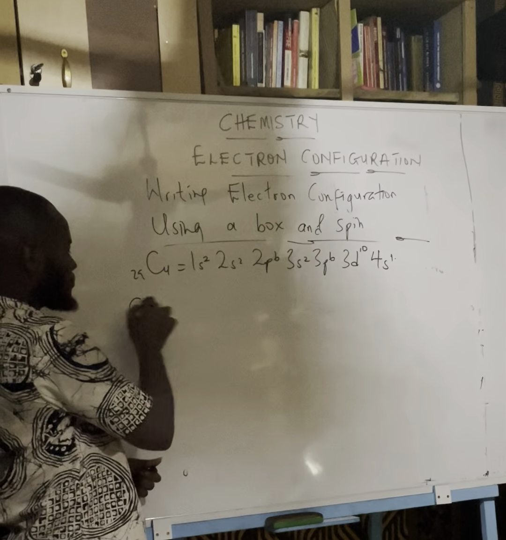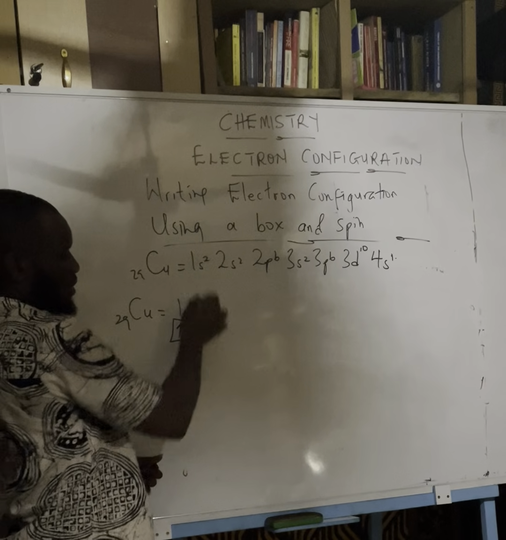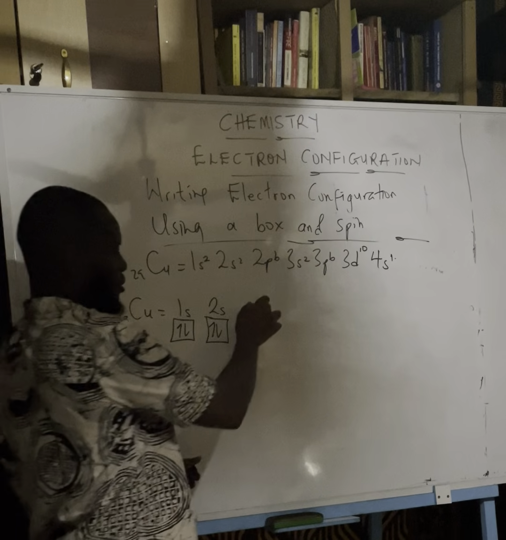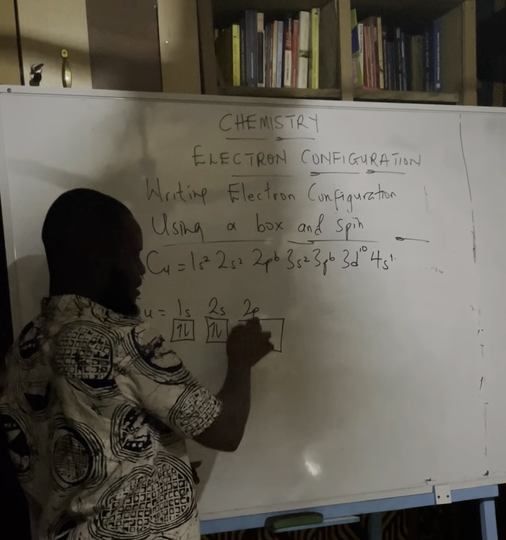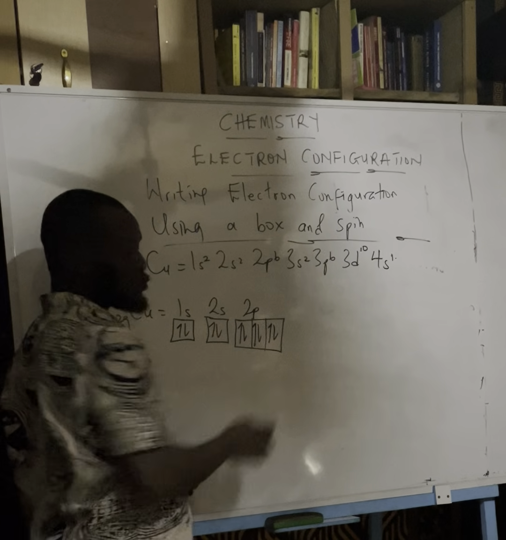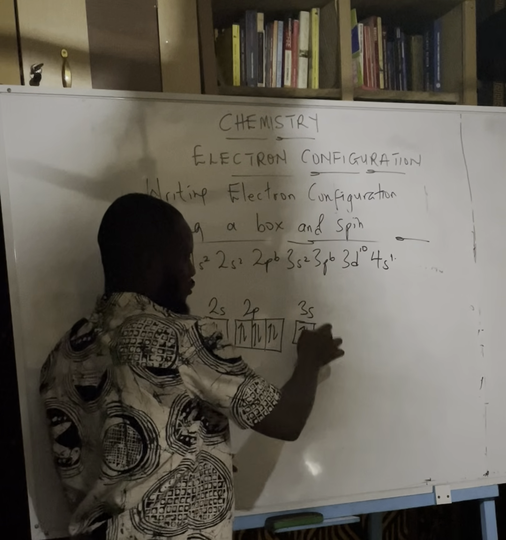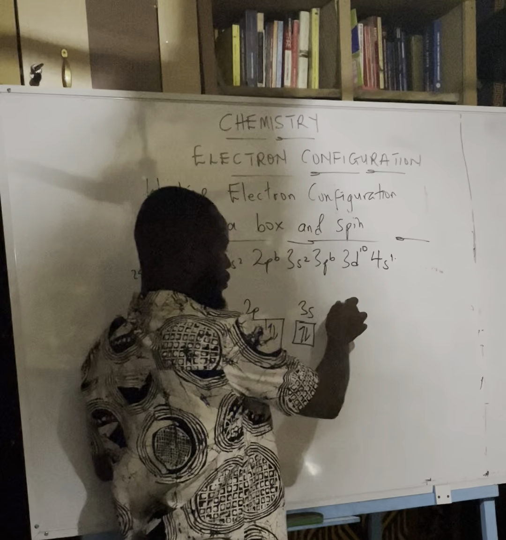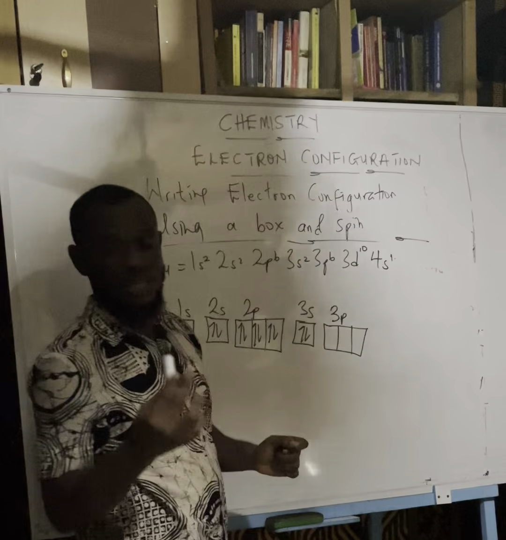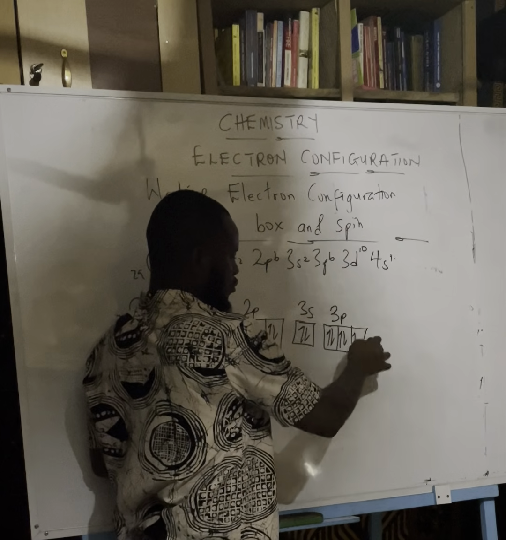The box is very, very simple. So your 1s, you give it the electrons, 2. Your 2s, the electrons are 2. Your 2p, remember we are saying that we have 3 of them. So 2, 2, 2. Then come to the 3s. You draw your box, you fill 2. Then come to your 3p. Divide it into 3 because there are 3 orbitals of the p subshell. This will take 2, 2, 2.